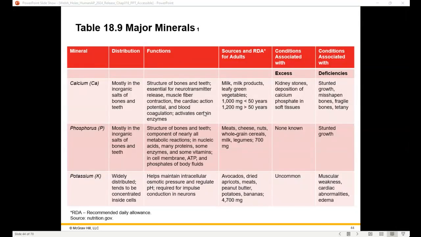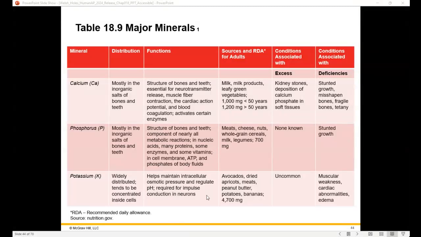Calcium is a structure of the bones and teeth. It's essential for neurotransmitter release, muscle fiber contraction, the cardiac action potential, and blood coagulation. It activates certain enzymes. Phosphorus is a structure of bones and teeth. It's a component of nearly all metabolic reactions. It's in nucleic acids, many proteins, some enzymes, and some vitamins. It's also in the cell membrane, ATP, and phosphates of body fluids.